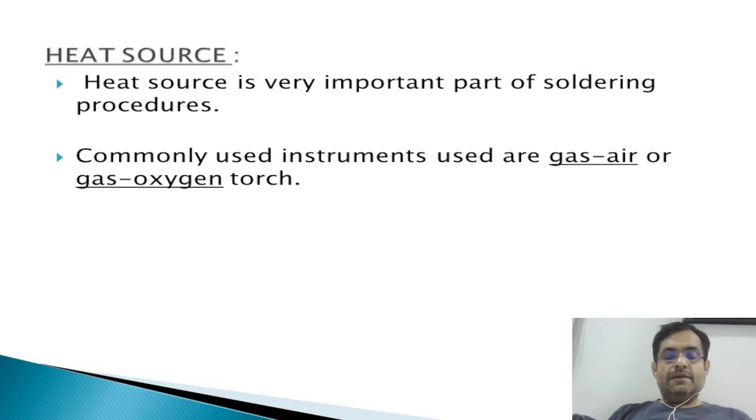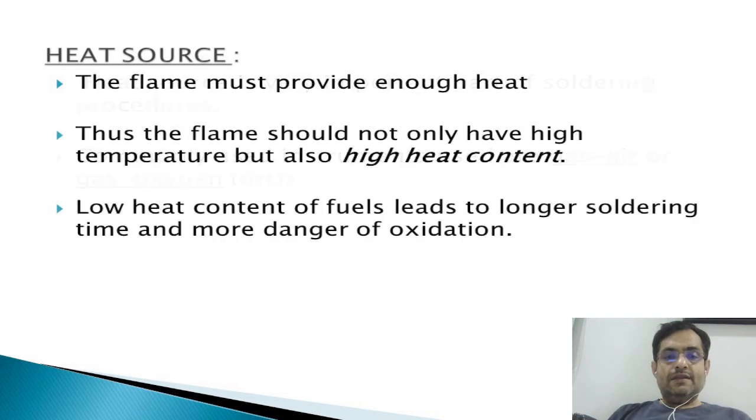Next is the heat source, which is the most important part of the soldering procedure, and commonly used instruments are a gas air or gas oxygen torch. The flame must be good enough to provide enough heat for soldering. Thus, the flame should not only have a high temperature but also a high heat content, as lower heat content will increase the soldering time and the risk of oxidation, which reduces the strength of the solder joint.